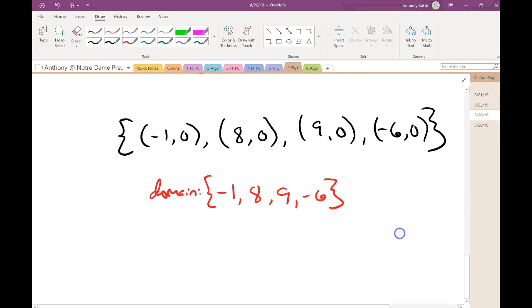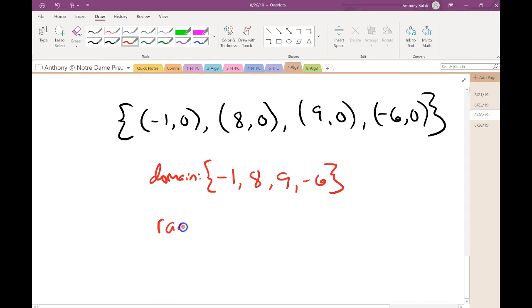Okay. The range. How many things are in our range? 1. Right? What's the only thing in the range? 0. So my range is just going to be the set with a single member, that member being 0. Did it matter that 0 is used 4 times? No. When we write our sets, we only write the element once. Doesn't matter how many times it was used in the relation, it'll only appear in the set one time.